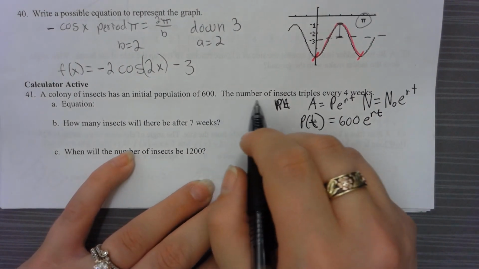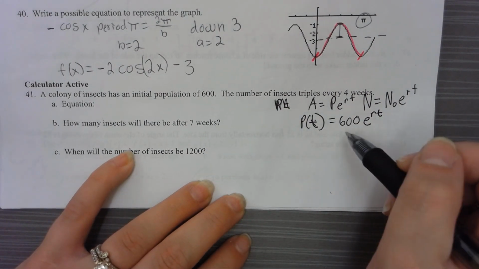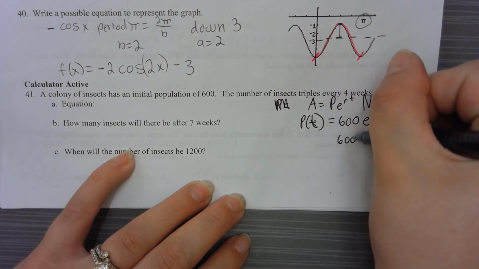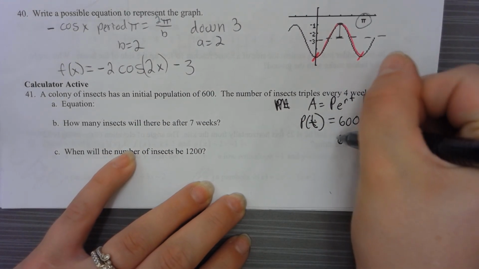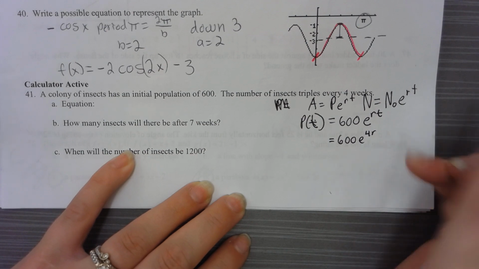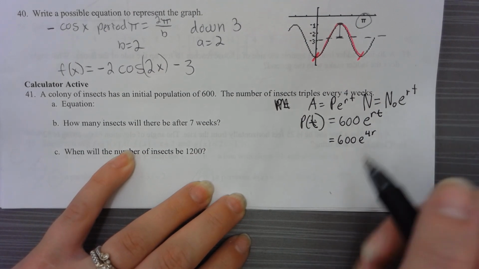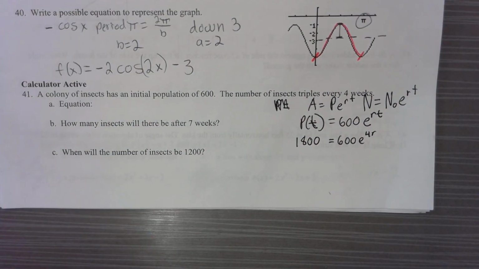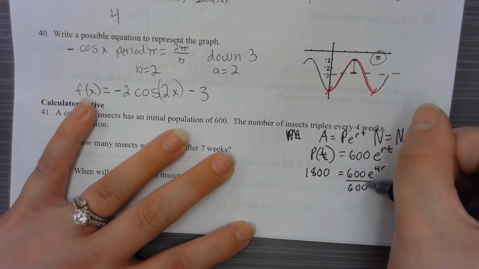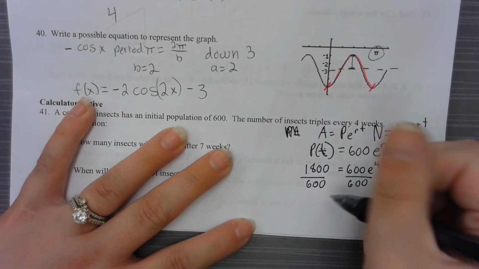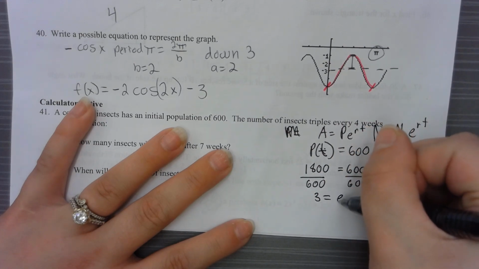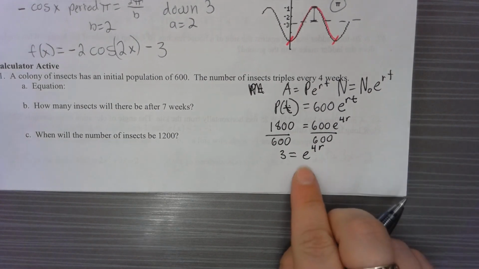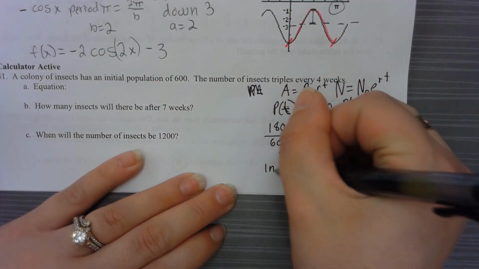So what it tells us is the number of insects triples every 4 weeks. So that means that if we plug in 4 for time, then our population is going to be 3 times the amount of 600. So it's going to be 1,800. Okay? And we're going to use that in order to solve for the rate. So we divide both sides by 600. And we are going to solve for the rate by hand, because when we plug it back in, that's going to be important. So we should get here, and then in order to get rid of the e, we natural log both sides.